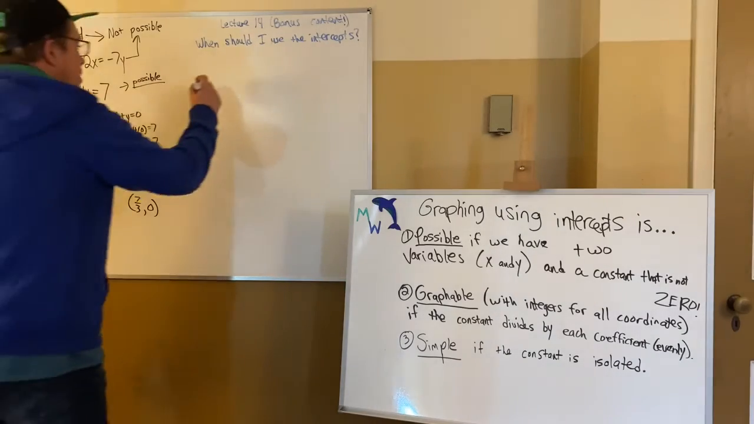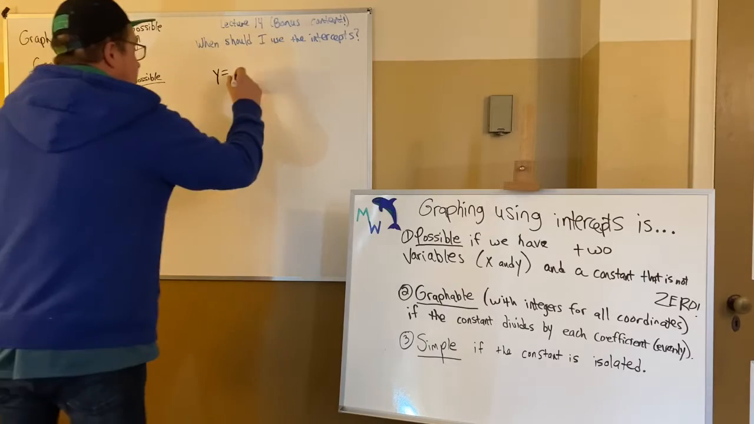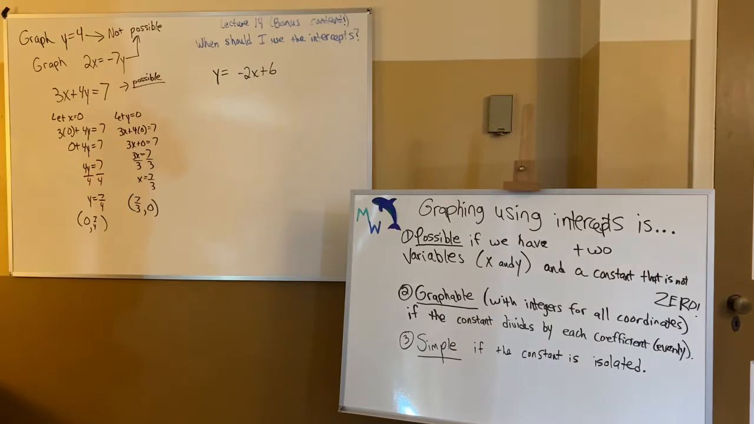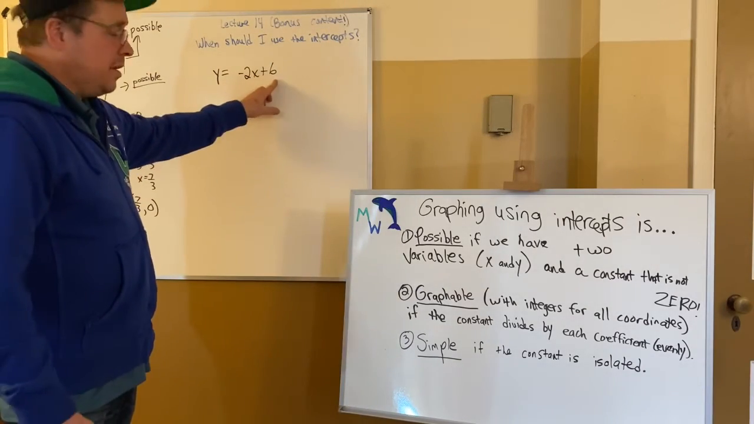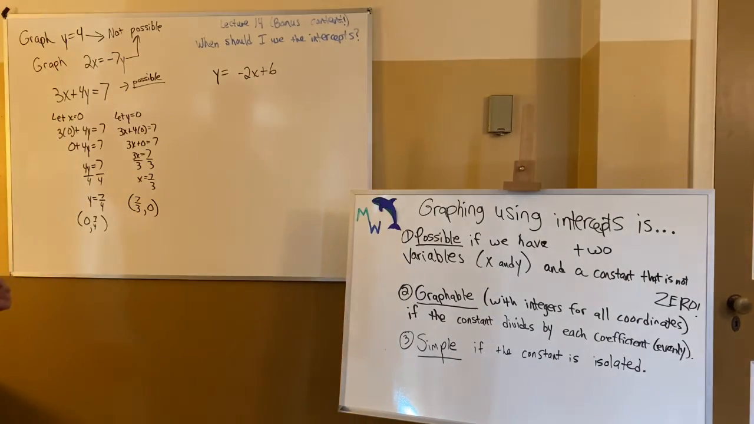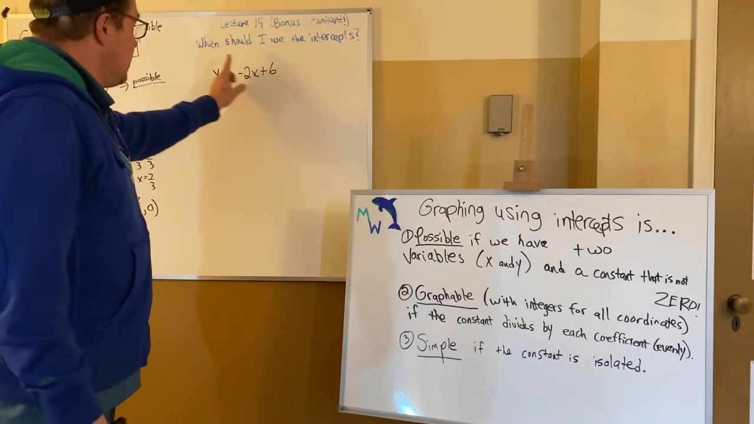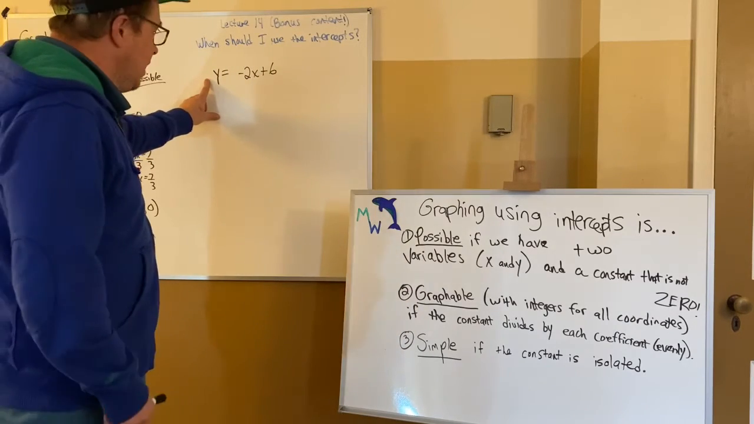Let's look at this one. y equals, how about negative 2x plus 6. Okay. It's possible because I see y, an x term, and a number term that's not 0, so it's possible. Is it graphable? This is the weird thing. Even though the 6 is over here, that coefficient is 1. Does 6 divide by 1? I get 6. Okay, so I'm going to need that later on.